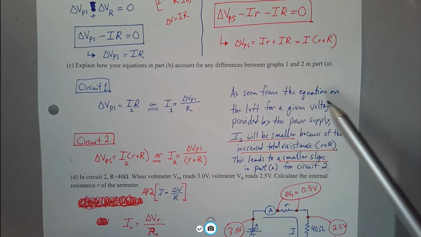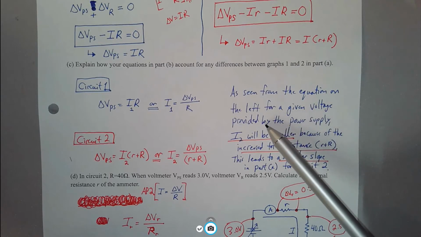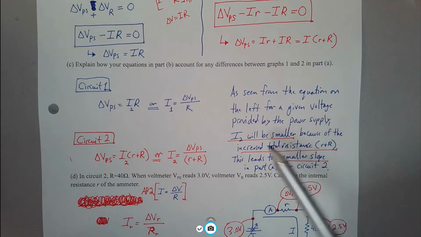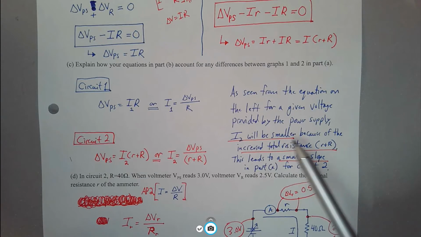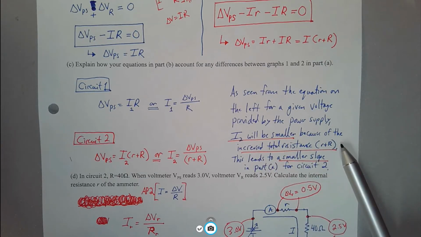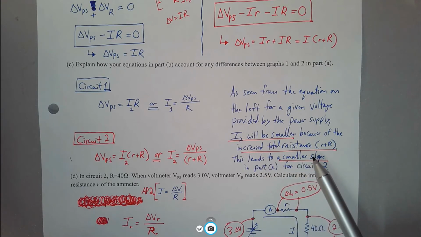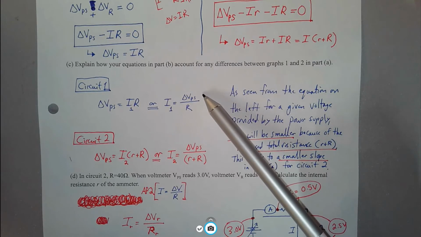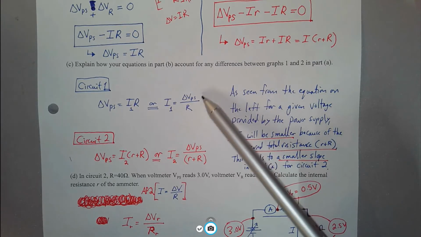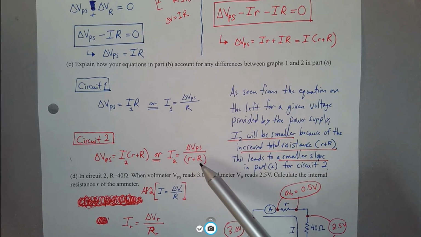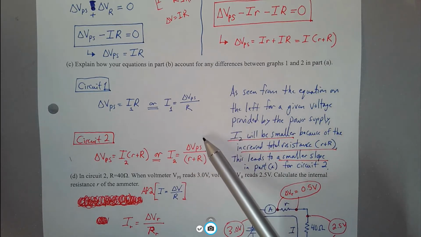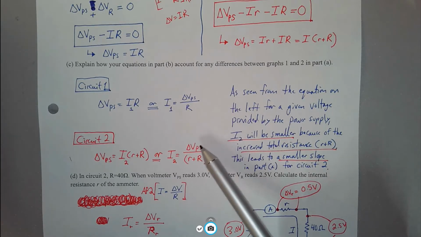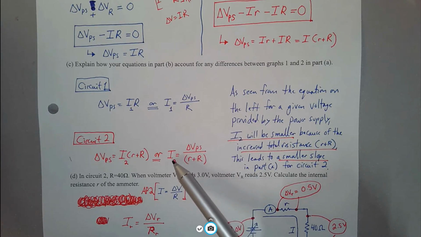As seen from the equation on the left, for a given voltage provided by the power supply, I2 will be smaller because of the increased total resistance. Remember, little r plus big R. This leads to a smaller slope in part A for circuit 2. Because if we just plug in any change in voltage across the power supply here or here, we can see that because down here we're dividing by a larger number, for any x value, delta VPS, we're going to get a smaller current value.